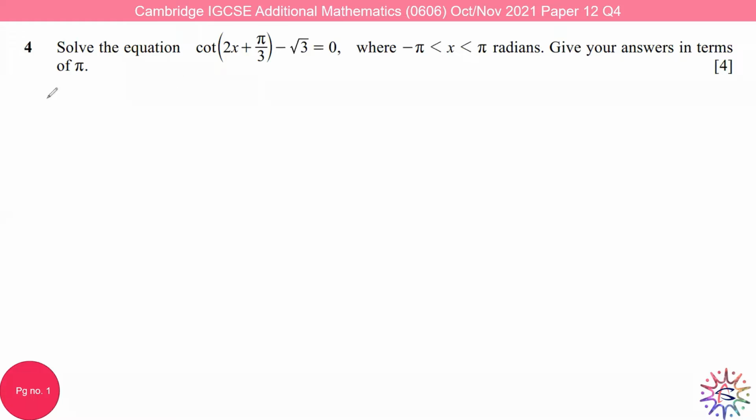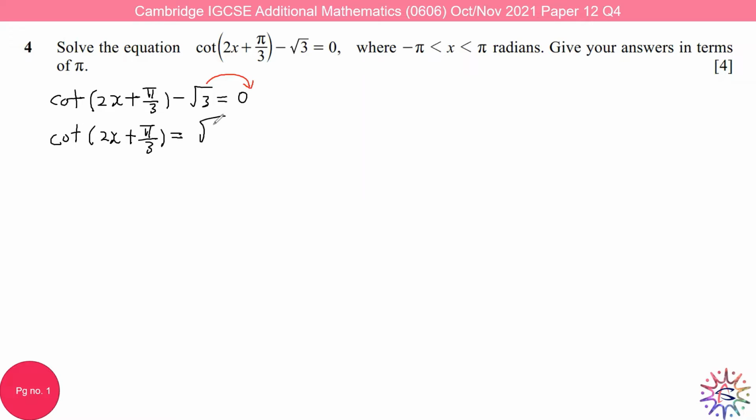First, we will copy the trigonometric equation. To solve a trigonometric equation, we will leave the trigo function on one side and put the number to the other side. And we know cotangent is 1 over tangent.